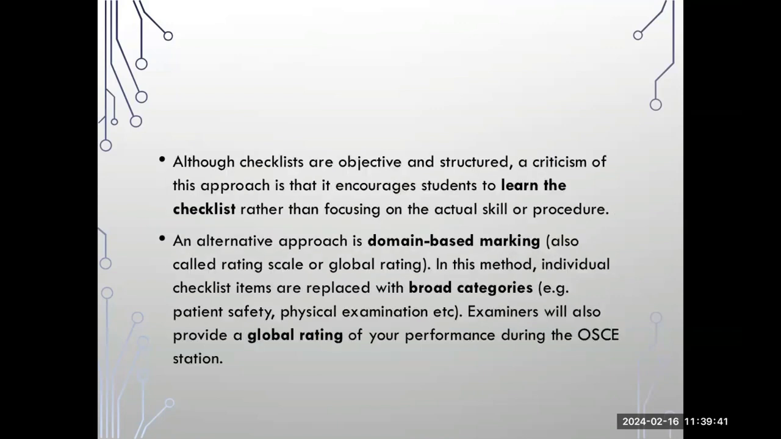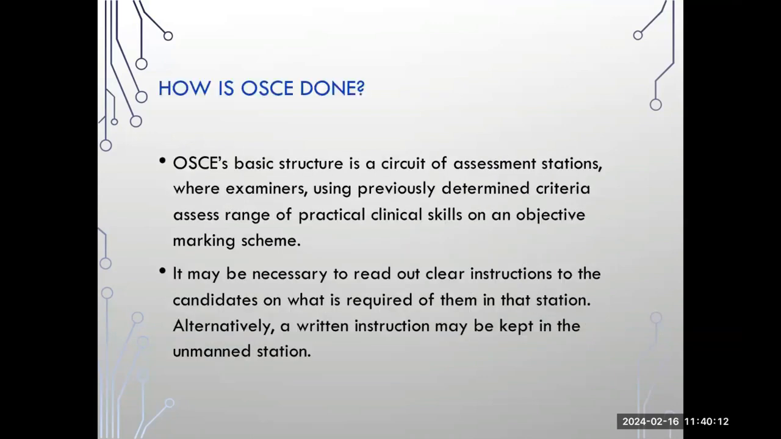The domain based approach, also called rating scale or global rating, replaces individual checklist items with broad categories. For example, whether patient safety is taken into account, whether physical examination was done properly: 5 marks for good physical examination, 3 marks for poor examination, 1 mark for not doing it correctly, and 0 if everything is wrong. So we can give marks to the subheadings or to individual steps. That depends on the examiners, how they want to rate your OSCE.